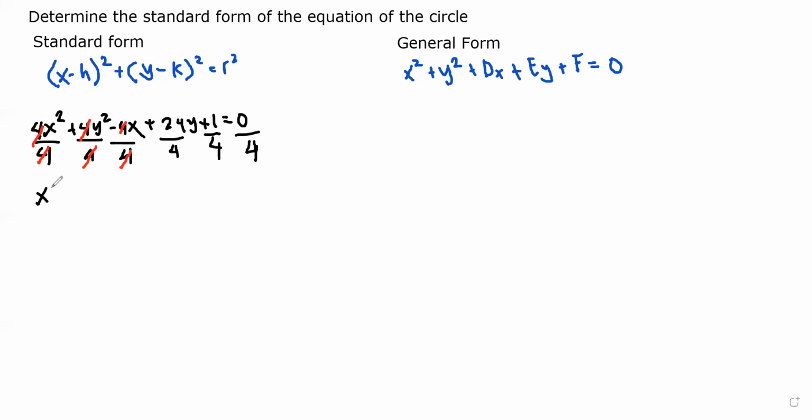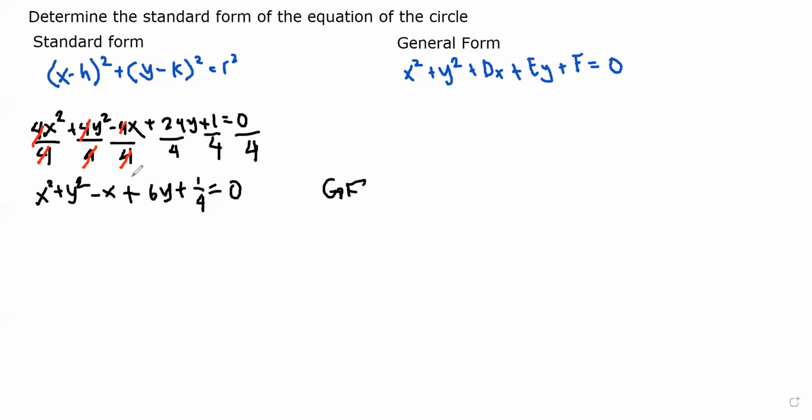Now we have x squared plus y squared minus x plus, so simplify 24 over 4, and that is 6y. Then plus 1/4 equals 0 over 4 is equal to 0. So as you notice, this is now in general form of the equation of a circle. x squared plus y squared minus x plus 6y plus 1/4 is equal to 0. So that is already in general form.